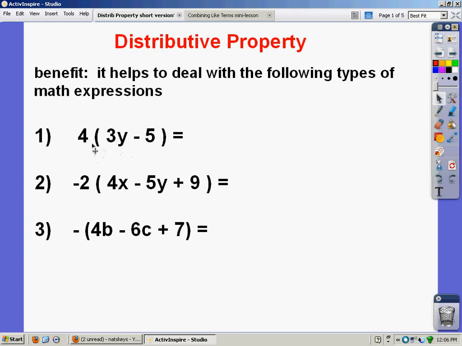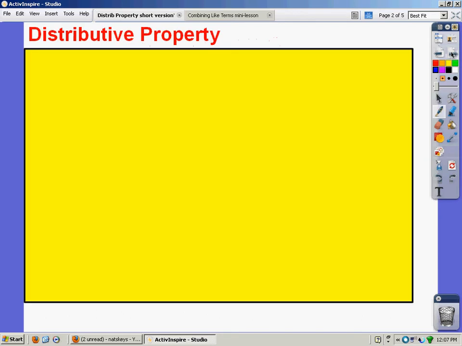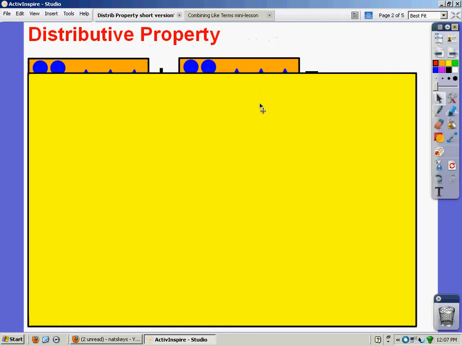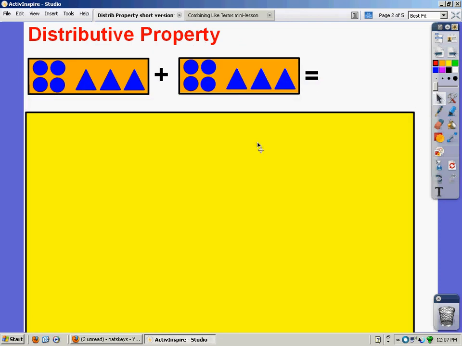We have to realize that the operation between the number and the parentheses is a multiplication in all the cases. So before I actually show you how to do it, I'll give you a real life example of justification why it works. Okay, so my next slide is, let's say I have two boxes, they're identical. They both have 2 circles and 3 triangles in them.